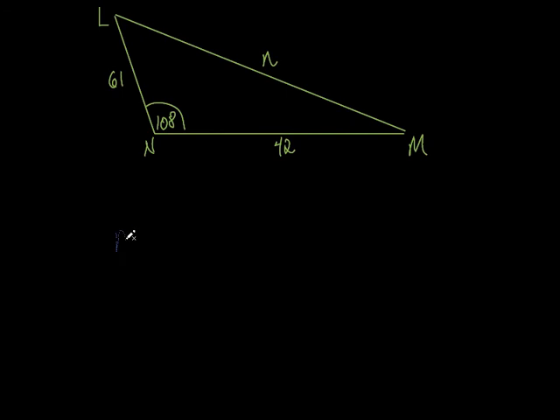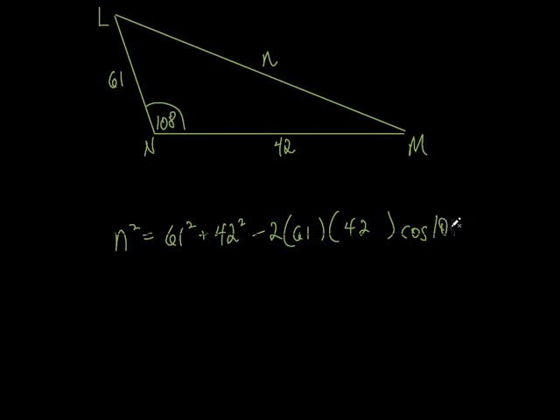So I'm going to go n squared equals. Now it's these two sides squared and added up, 61 squared plus 42 squared, minus 2 times A times B, or these two numbers right here, 61 and 42, times the cosine of the angle. In this case, it's not C, what is it? It's the angle that's opposite this side that we're trying to solve for. So it's 108 degrees, so it's the cosine of 108 degrees. So really, there's nothing tricky about this. It's basically just putting this into a calculator.